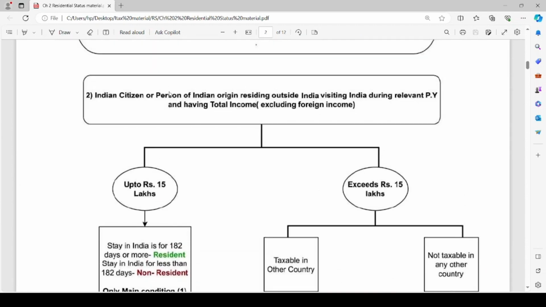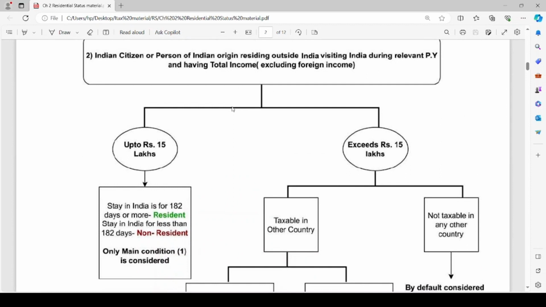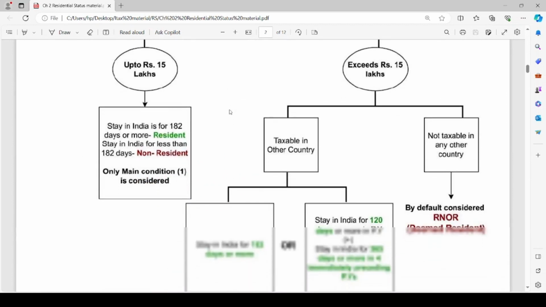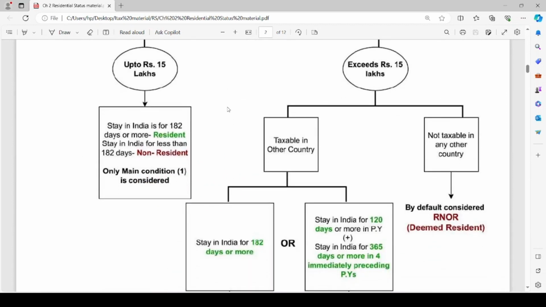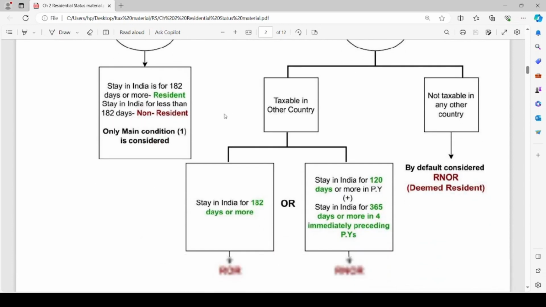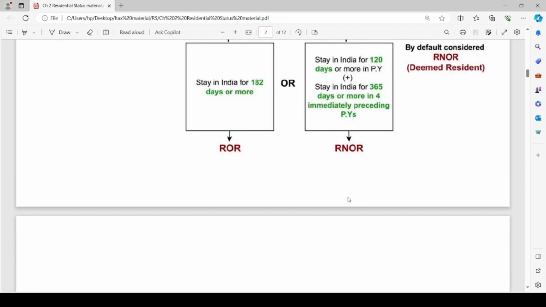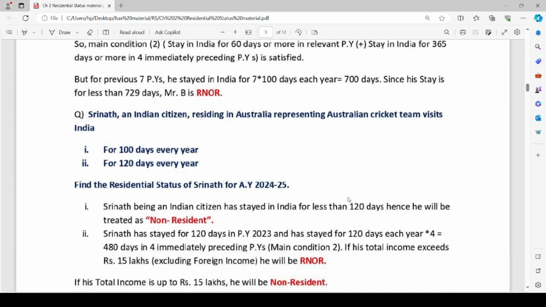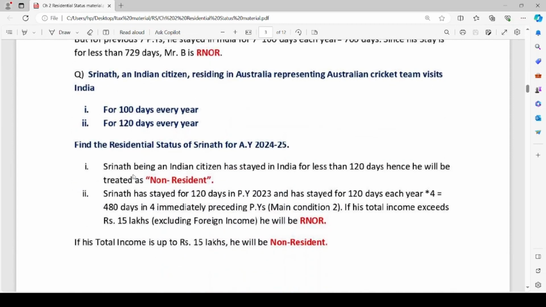So here he is a person of Indian origin. He is representing Australian cricket team, and he has stayed in India for 100 days in the previous year. That means he has not satisfied the condition of 182 days or more, and he has not satisfied the second condition, which states that he has to stay in India for 120 days or more in the previous year. He has stayed only for 100 days in the present example. So Srinath, being an Indian citizen, has stayed in India for less than 120 days. Hence he will be treated as non-resident.